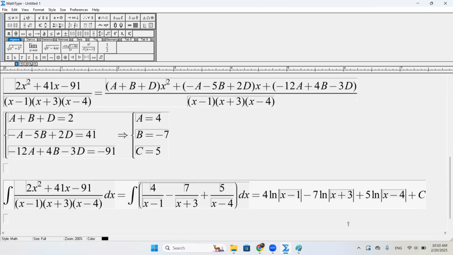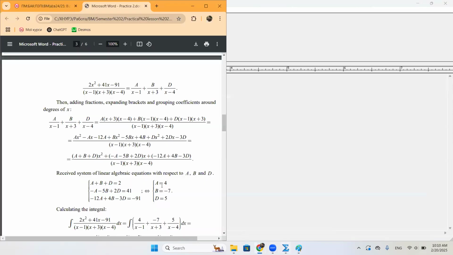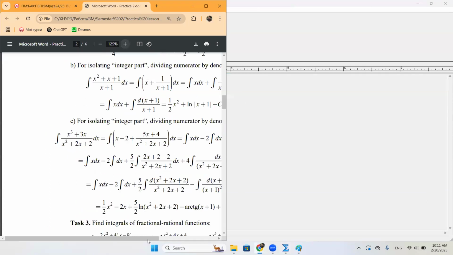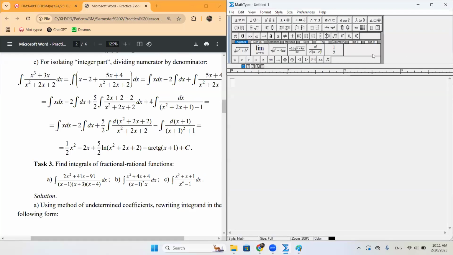Okay, if no questions, let's move to the next exercise. Similar to it, we'll also use the method of undetermined coefficients, but in a slightly different way. It is another case of the undetermined coefficients method. It will also be useful for differential equations, so I guess we will use it in the final session too.